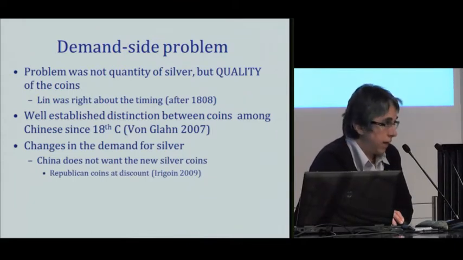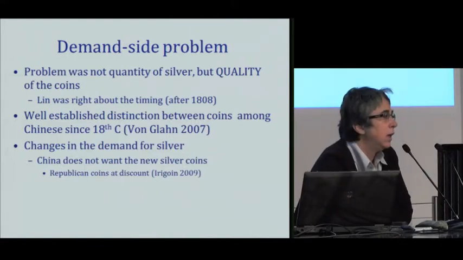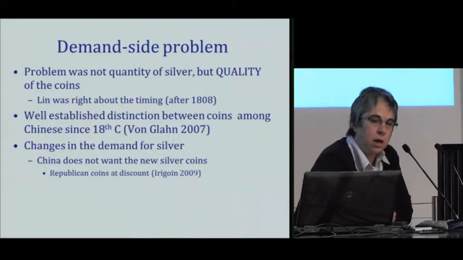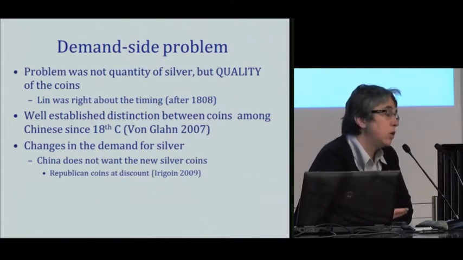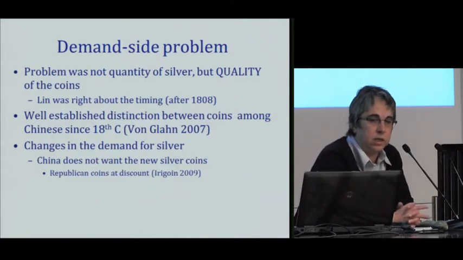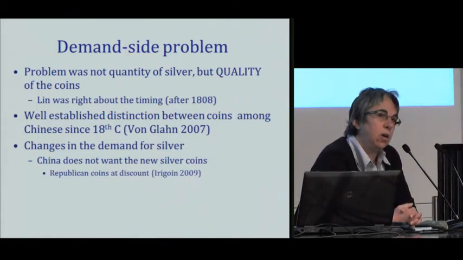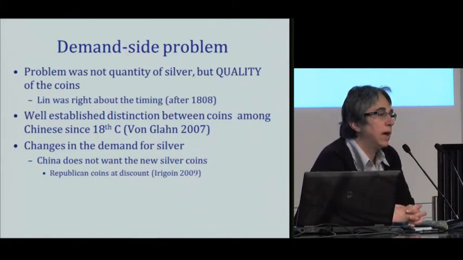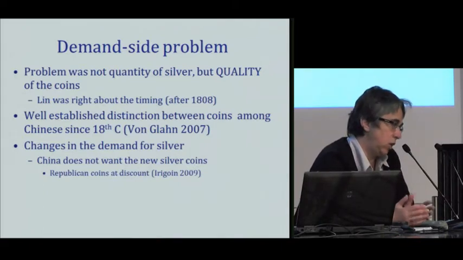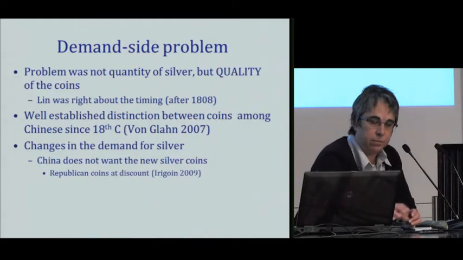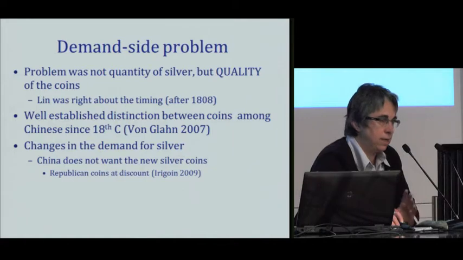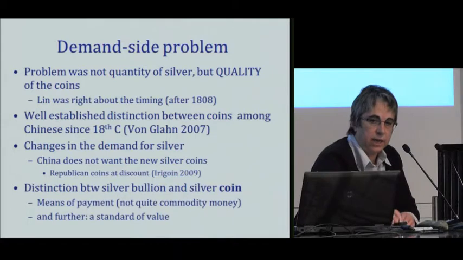And there is a change, my argument, there is a change in the demand for silver that explains the cessation of the Chinese imports of silver. My point is that China doesn't want the new silver coins available in the international economy anymore. That is, the coins minted in Republican Spanish America increasingly and incrementally since 1805, 8, 10, and thereafter. These coins, in all shapes, quality, and size, and appearances, were taken at a discount in China.